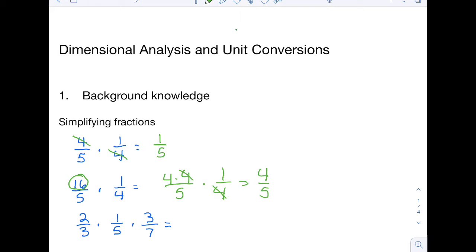In the third example, I want to point out that we don't always have to be in the upper left, lower right position. We can cancel the 3's even though they're far apart.